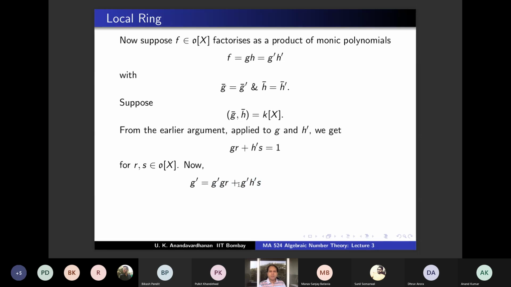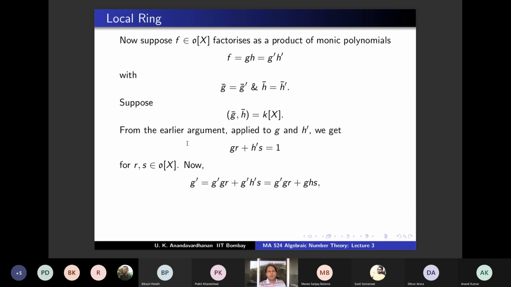But G prime H prime is what? G prime H prime is GH. So that is G prime GR plus GHS. And this is divisible by G, right? So G divides the right hand side. So G divides G prime. And therefore, what can you say if G divides G prime?